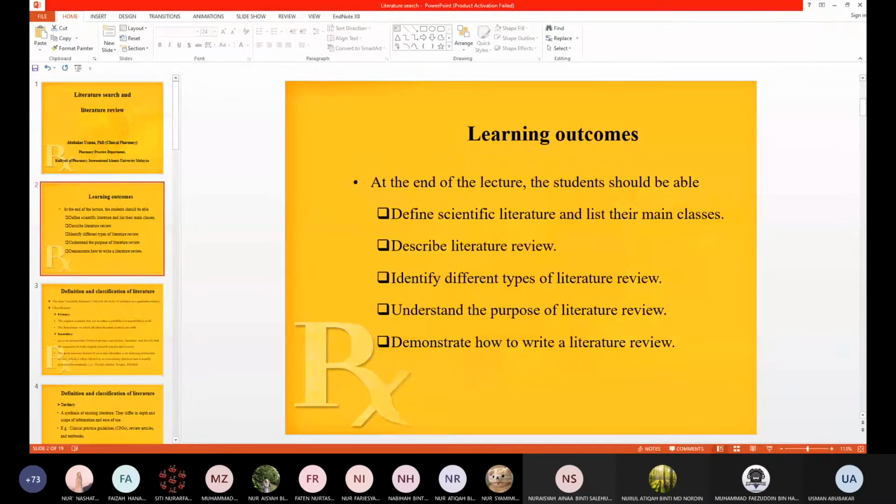here are the learning outcomes of this lecture. By the end of this lecture, you should be able to describe or define what scientific literature is and the types or classes of scientific literature, describe literature review, types of reviews, and understand the purpose or the reason why you actually conduct literature review and how to conduct your own literature review.